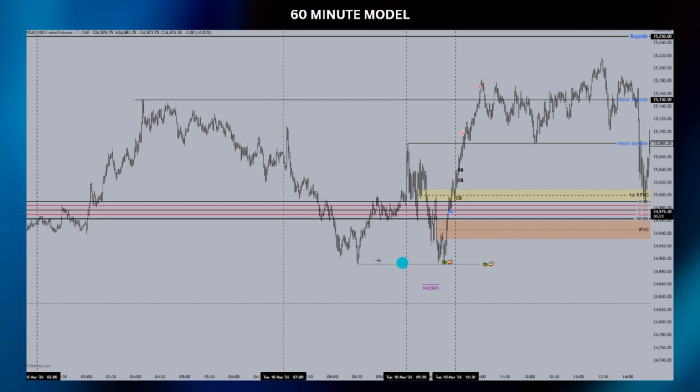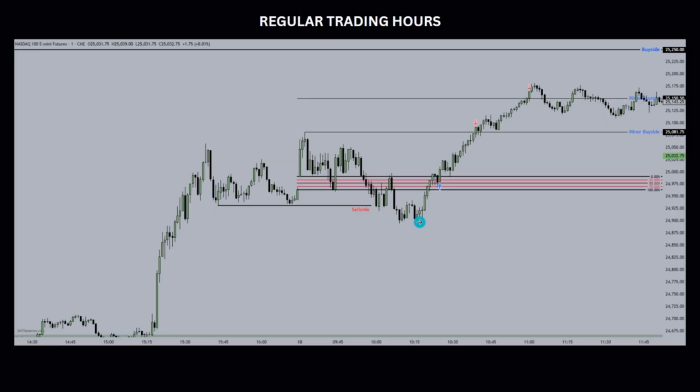Plus we have SMT divergences, which are giving us strong confluence that these are strong stops that are likely to be protected. Now all we need is a change in the state of delivery to get in sync with the buy program aiming towards these draws up here.